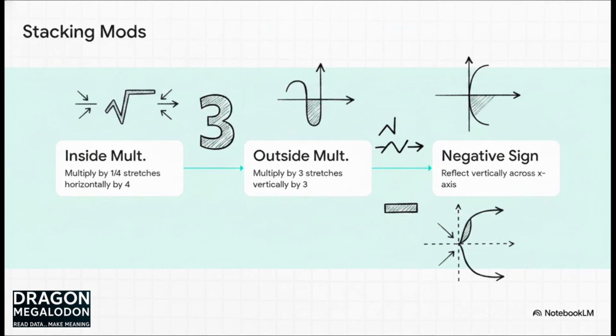Say we have the square root of x, and our new equation is -3 times the square root of 1/4 x. Step 1, an inside multiply by 1/4 means a horizontal stretch by 4. Step 2, an outside multiply by 3 means a vertical stretch by 3. And step 3, an outside negative sign means a vertical reflection across the x-axis. Boom! We just sketched a highly complex transformed function instantly, without plugging in a single raw data point.